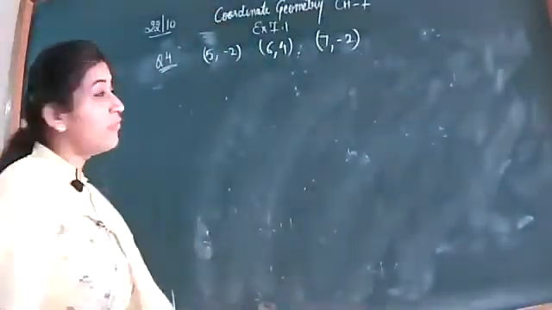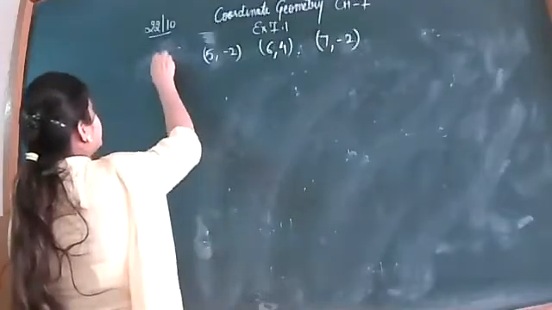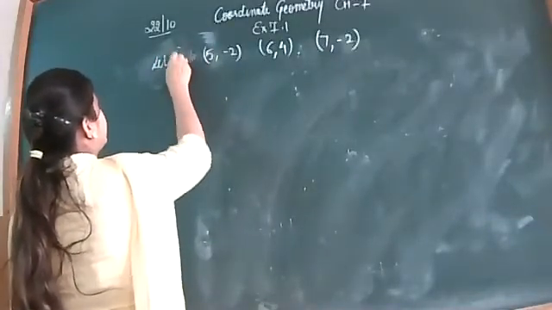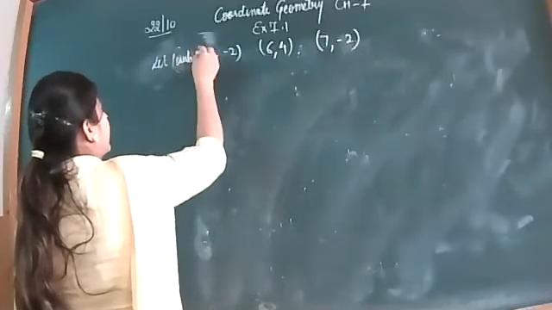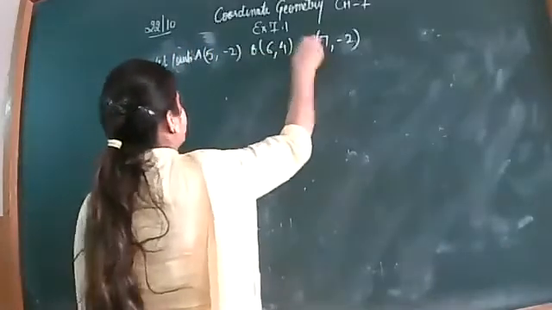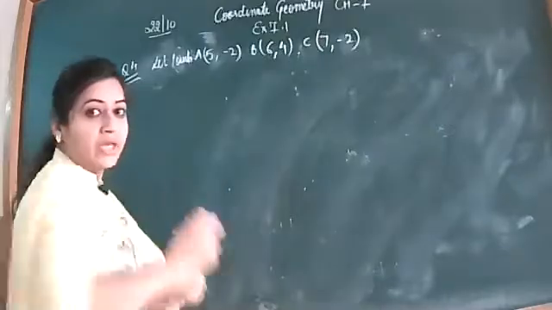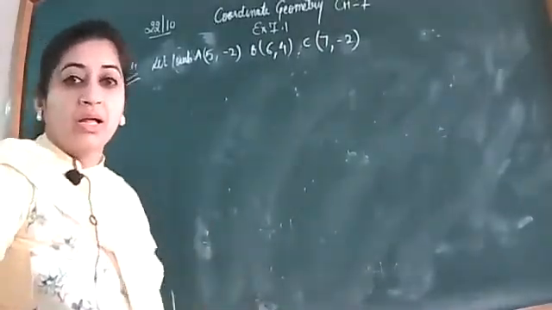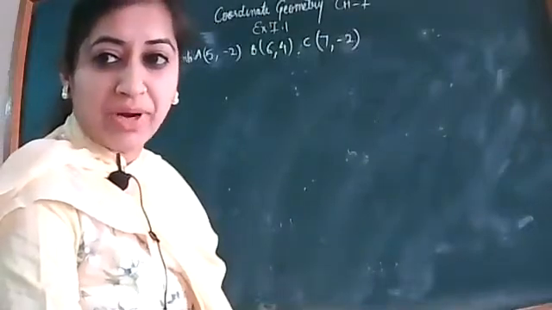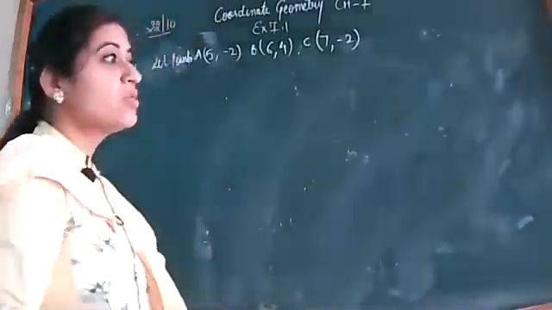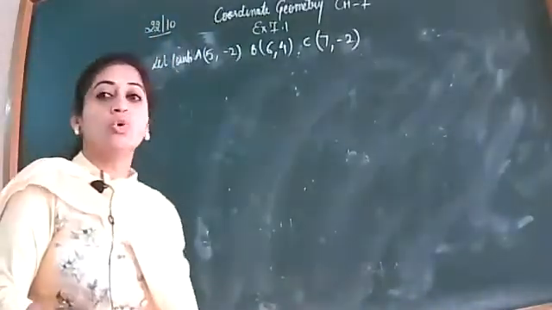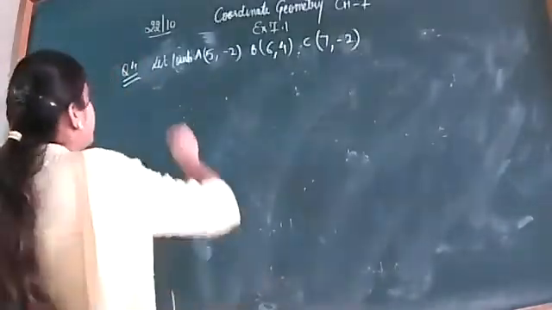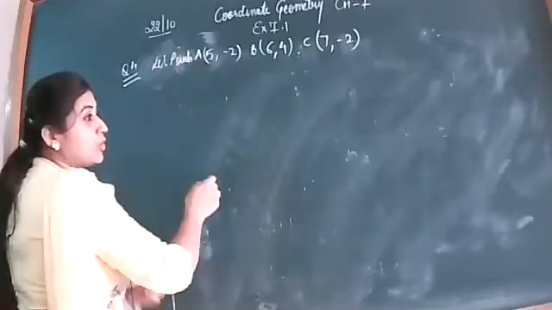3 points are given to you. Firstly, you will give them the name. Let points be A, B, and C. Now we want to check whether these points form the vertices of the isosceles triangle or not. So for isosceles triangle, you all know that 2 of the sides of the triangle must be equal. So let's find whether 2 of its sides are equal or not.